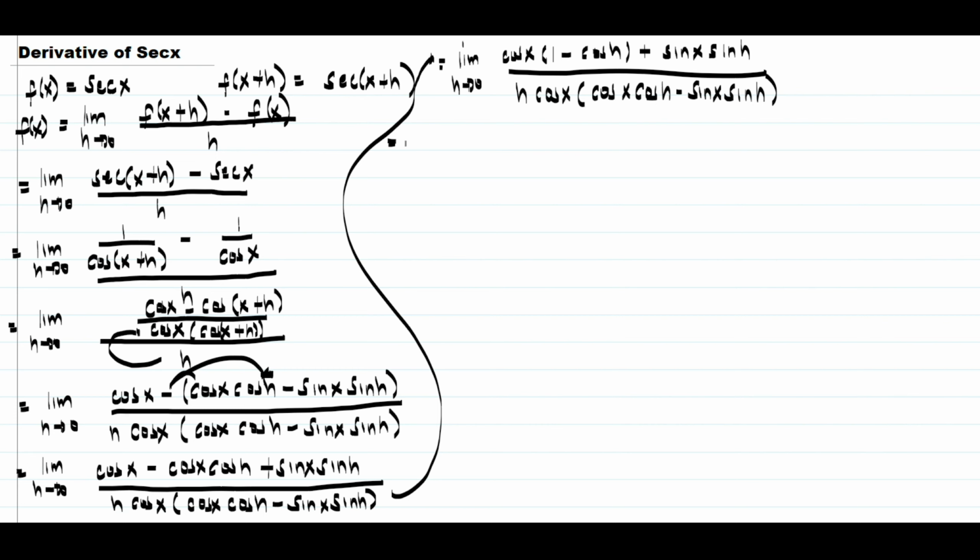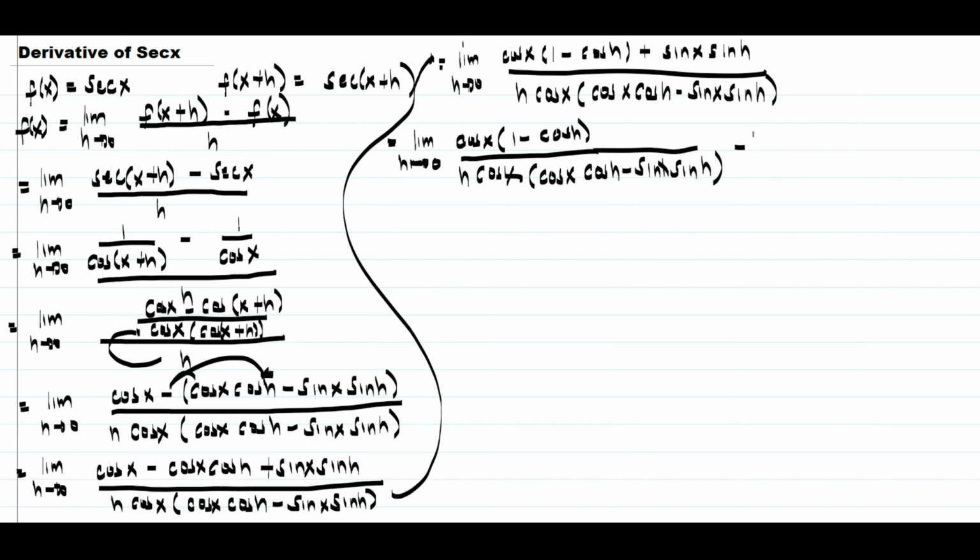So let us separate the denominator. We can write this as the limit as h approaches 0 of cosine x times (1 minus cosine h) all over h cosine x times the quantity cosine x cosine h minus sine x sine h, plus the limit of sine x sine h, and then let us copy the denominator, h cosine x times the quantity cosine x cosine h minus sine x sine h, as h approaches 0.